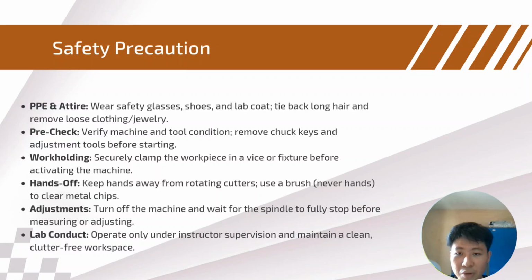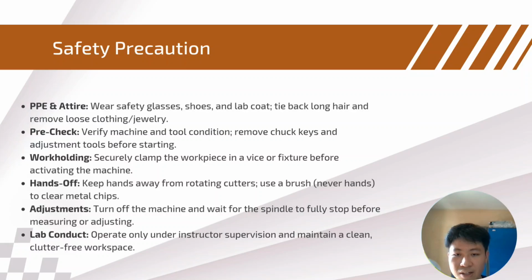Hi, my name is Wong Hao Jia, and today I will present the safety precautions that we have to follow before doing this lab. First and foremost, we have to wear our safety glasses, shoes, and lab coat. For girls, they have to tie back their long hair and remove loose clothing or jewelry. Next, we have to verify the machine and tool condition. Remove chuck keys and adjustment tools before starting.